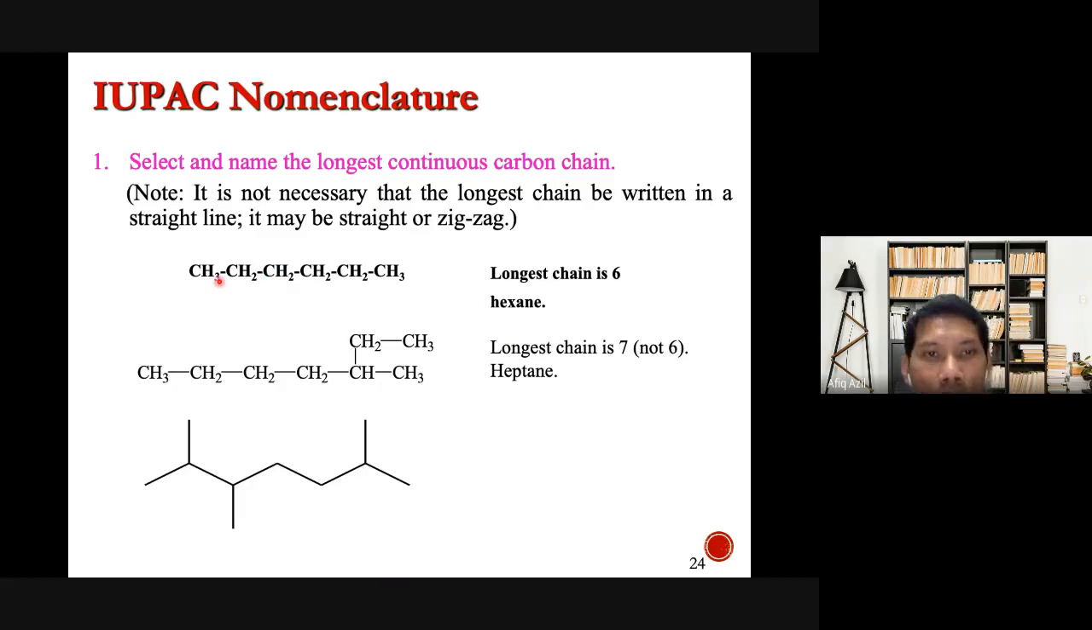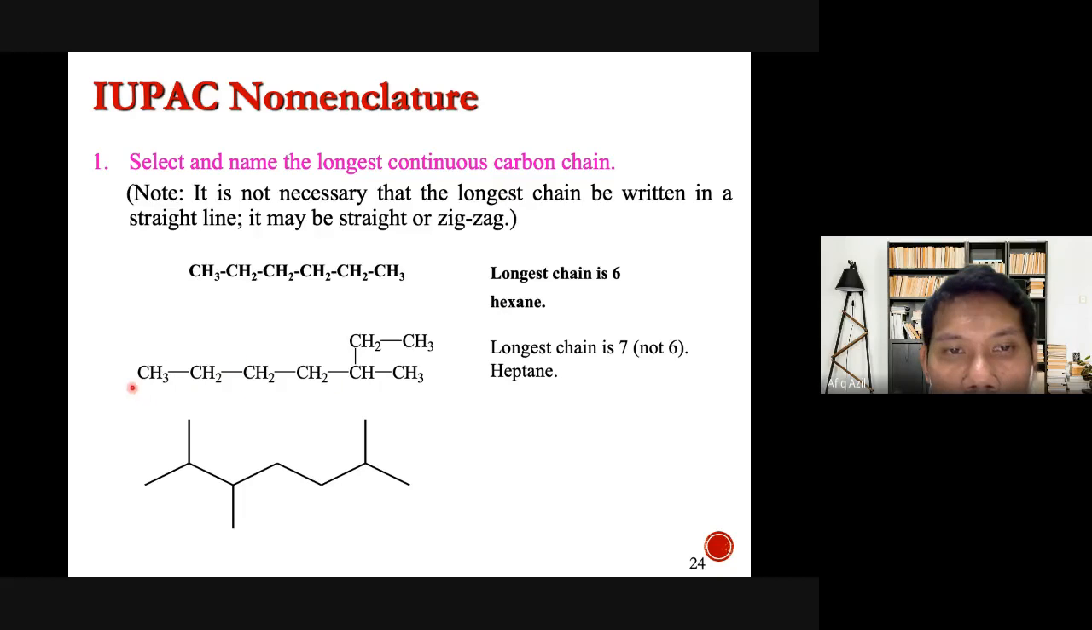Like this one, you have a straight chain, so this is quite easy. Just count the number of carbons present: 1, 2, 3, 4, 5, and 6. So 6 carbons with no other carbon attached or branching. So straight away the name will be hexane, according to the table earlier.